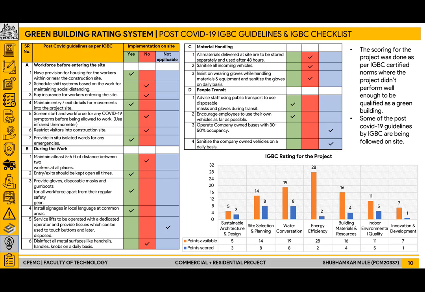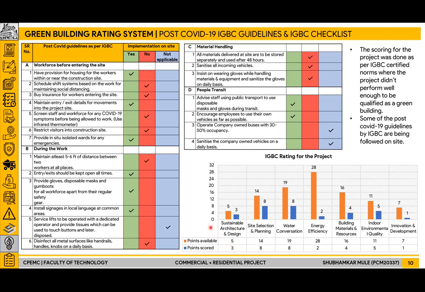Now talking about green building rating system, wherein we compared our project with the IGBC rating parameters such as sustainable architecture and design, site selection and planning, water conservation, energy efficiency, building materials and resources, indoor environmental quality, and innovation and development. Now, the points available as per the parameters are given in orange, and the points that our project scored are given in blue. And after calculating, the total score came out to be 31 out of 100.